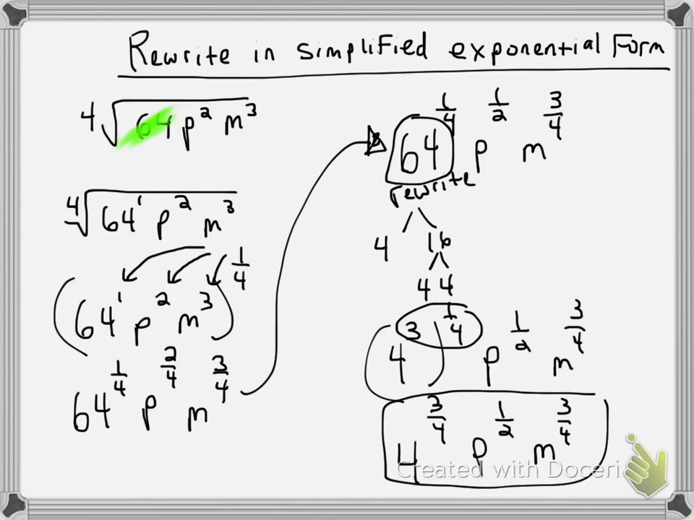Now, 4 was just a number that I picked. I ended up realizing that there were 3 4s. 4 times 4 times 4 is 64. You can actually multiply it with 2s. You can break down all the way to your prime numbers. Let's bring it up over here to the next page. So 64 to the 1/4, p to the 1/2, and m to the 3/4.